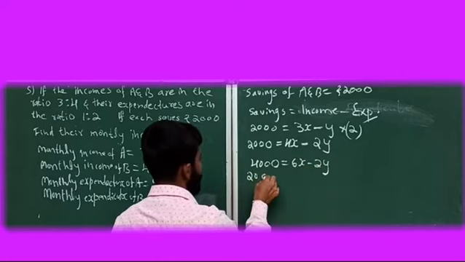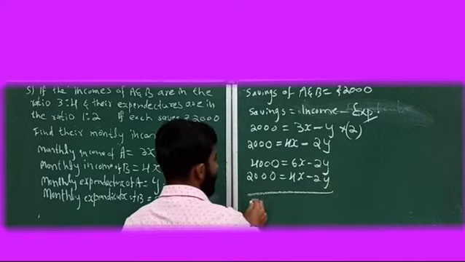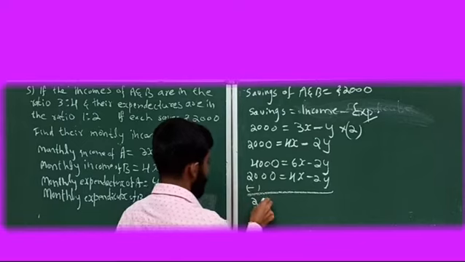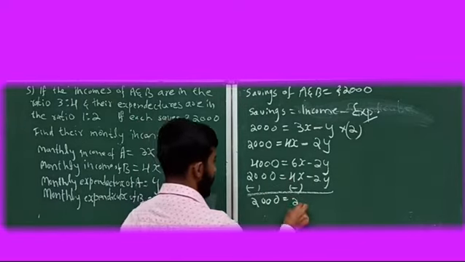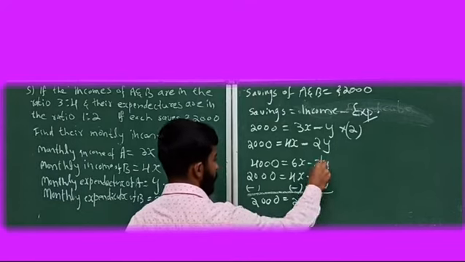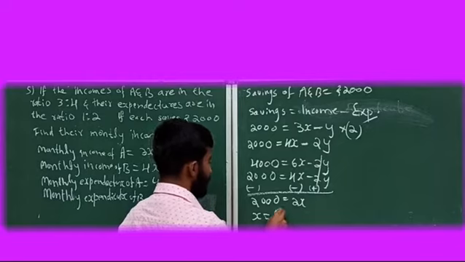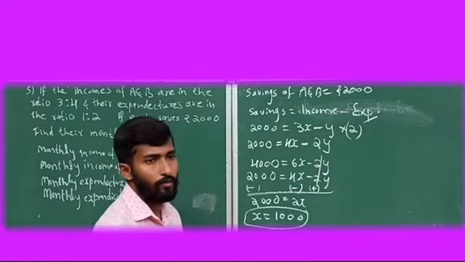Keeping the second equation same, 2000 is equal to 4x minus 2y. Now see, subtract: 4000 minus 2000, 2000 is equal to 6x minus 4x, which is 2x. Here minus 2y plus 2y get cancelled. x is equal to 2000 by 2, it's equal to 1000. Okay, x is equal to 1000.